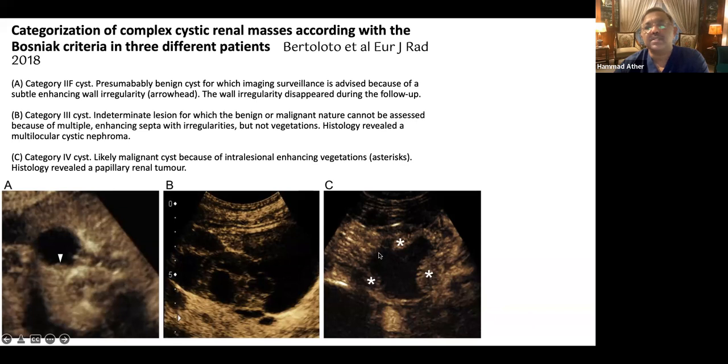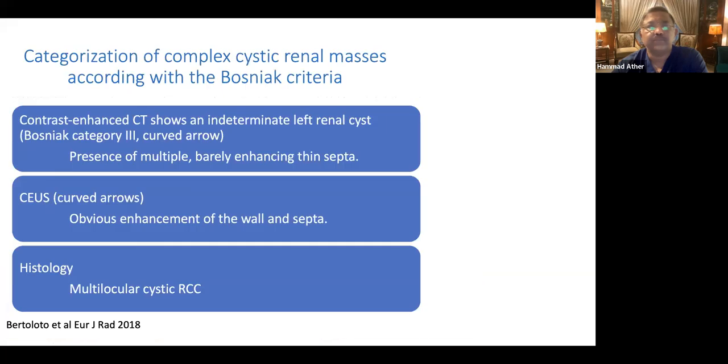Whereas if you look at example C, with the asterisks indicating intralesional enhancement in this area, it was defined to be a papillary renal cell carcinoma.